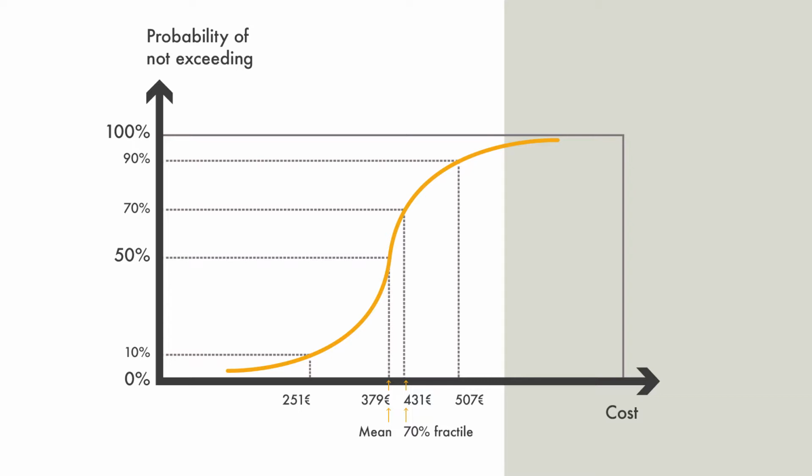And for example, if we want to set the budget to 379, where there is a 50-50 chance of going over or coming under this mean value, then we could set a contingency of 52, for example, to come up to the value 431, representing the 70% fractile. So we are on the safe side with that kind of contingency. So there is a 70% probability of not exceeding that cost.